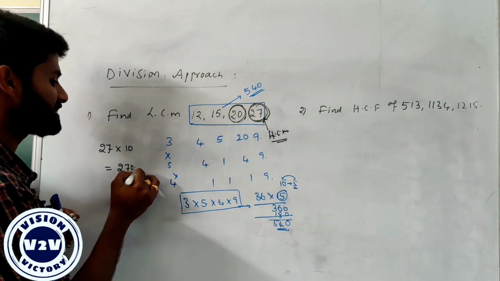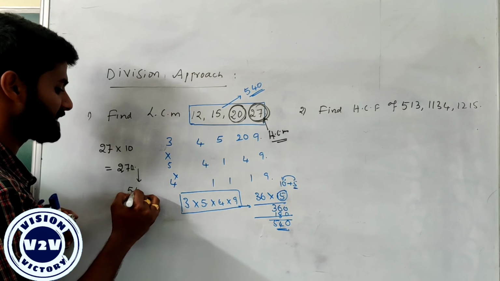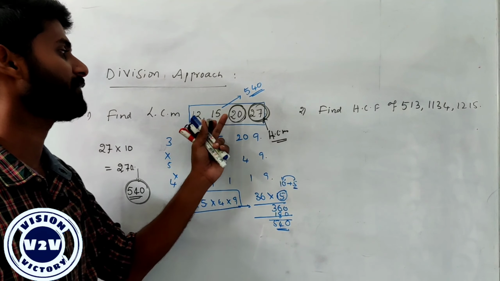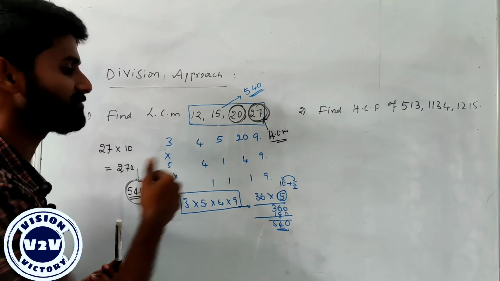That's why you just double this number. 270 doubled is exactly equal to 540. This is the first common multiple of 12, 15, 20 and 27. This is the division approach.